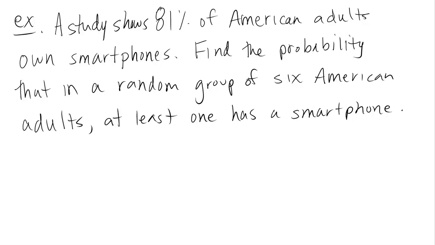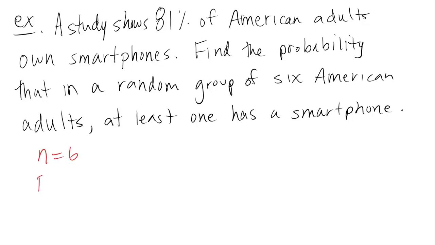All right, so you're out somewhere. Your phone dies. There are 6 people around. What's the probability that at least one of them is going to have a phone that you could borrow? Let's see. Is this binomial? Yes, we have a fixed number of trials. We're going to ask 6 people. And in each case, they either own a smartphone or they don't own a smartphone.